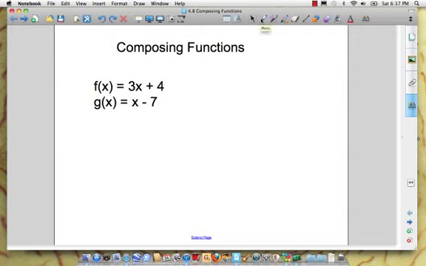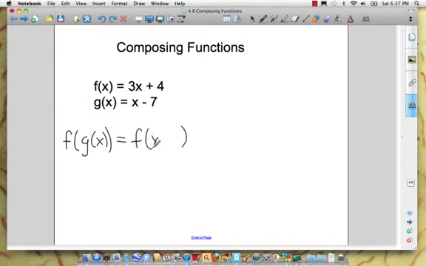This lesson continues our study of functions. The topic we're going to look at in this is composing functions. Composing functions means the following. Suppose you have two functions, f of x and g of x. To compose them means to consider this, f of g of x, which means you're going to plug into the f rule not just an x, but the g of x rule, which is x minus 7.